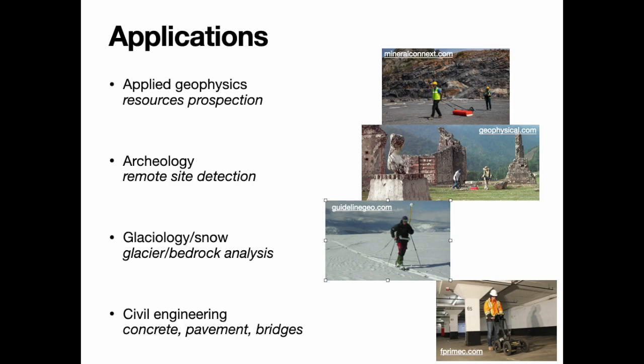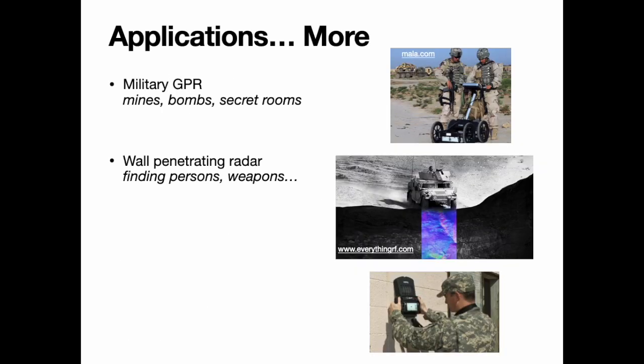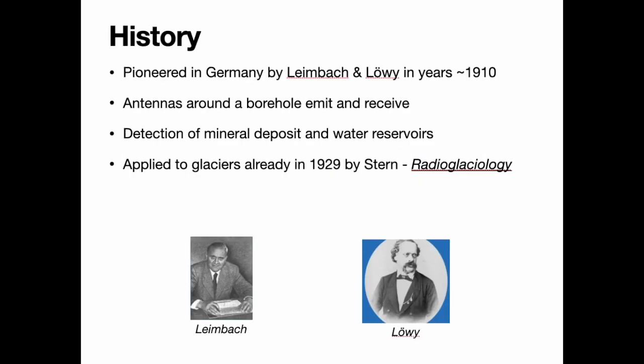And it's not only that, it's actually much more. It's used a lot by militaries. So, for example, to detect mines, bombs, or for probing the subsurface to find secret rooms. And it can also be used for finding people using a wall penetrating radar. So it's the same as a ground penetrating radar, but on the wall, so you can see through the walls basically with this approach.